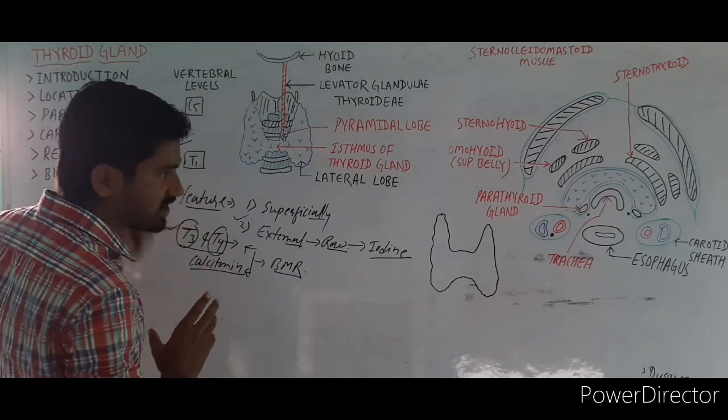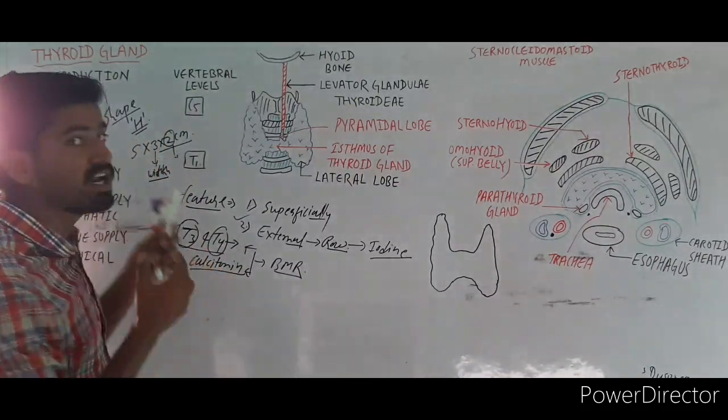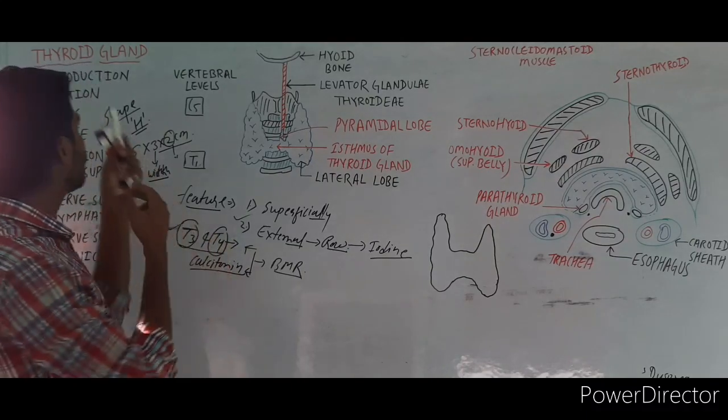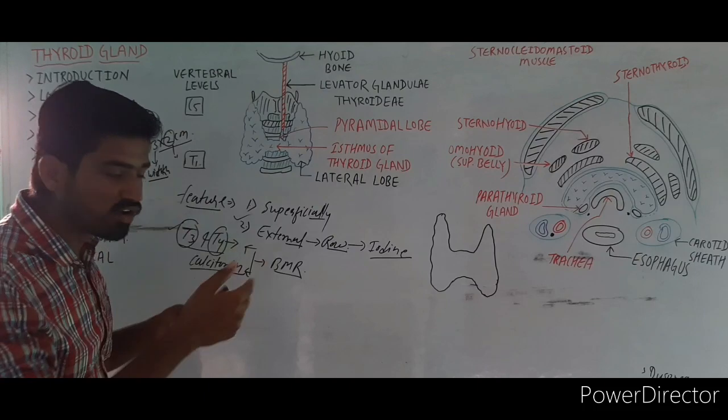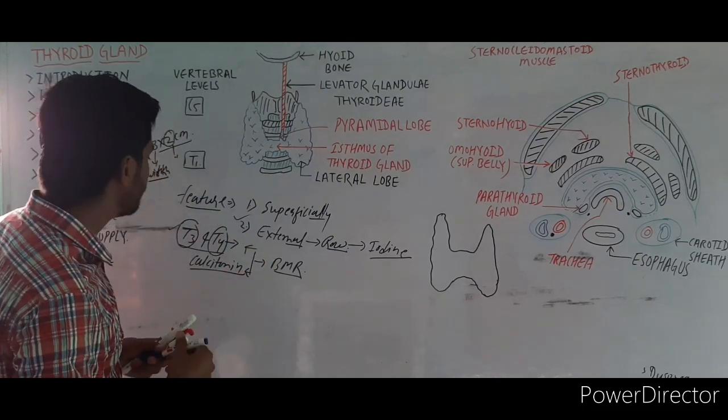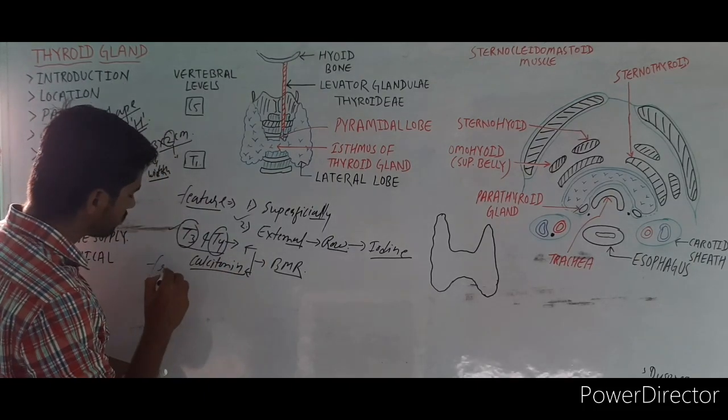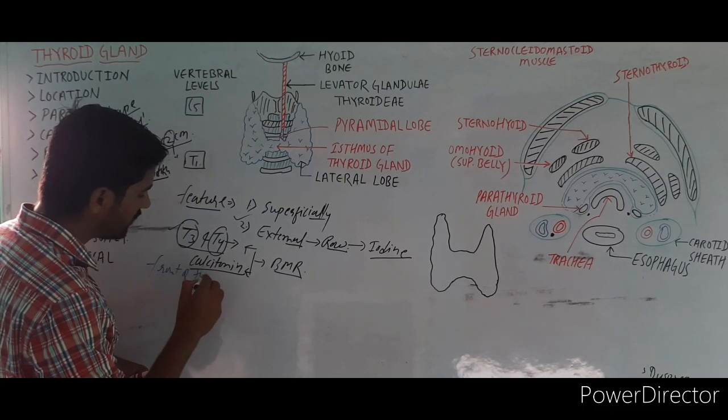Now location. This thyroid gland is somewhere here, right? It is located just in front of the trachea. Yes, in front of the trachea.